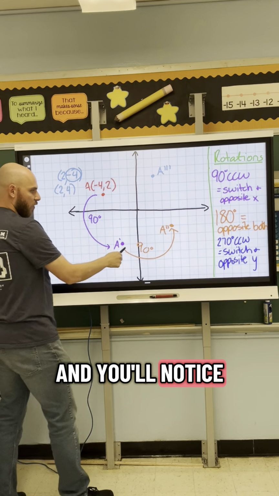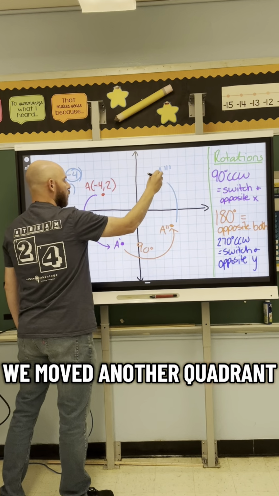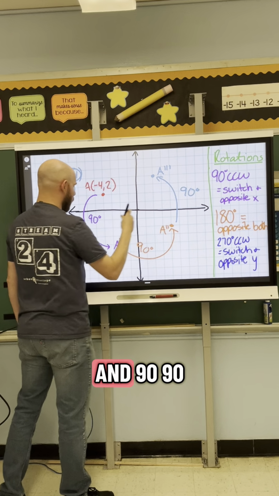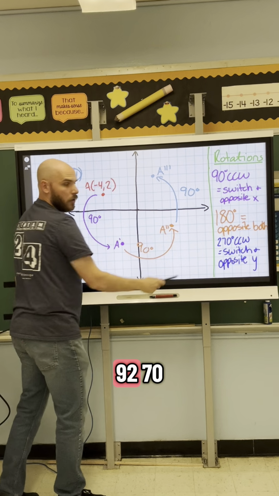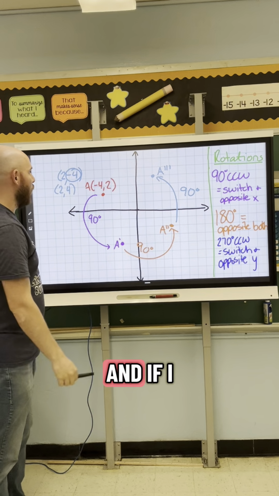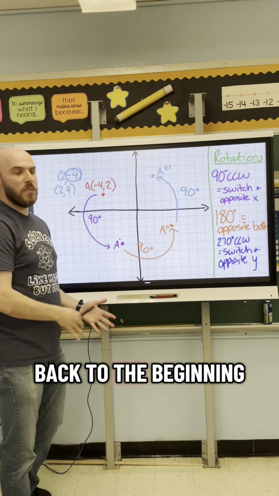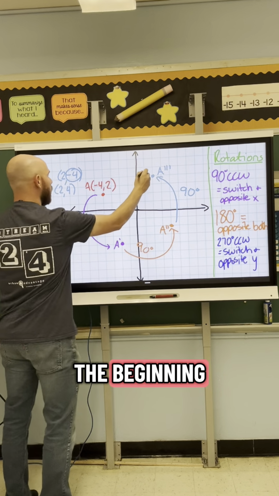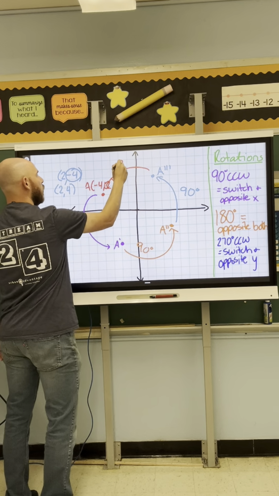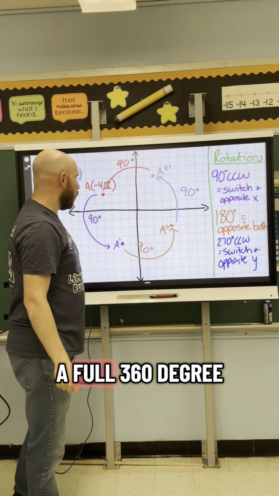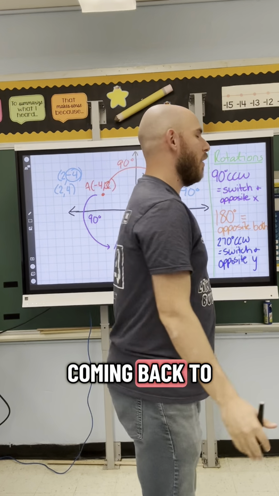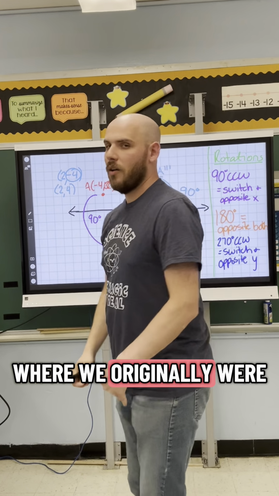Okay, and you'll notice we moved another quadrant. So that's another 90 degrees. Hence, 90, 90, 90, 270. And if I wanted to go all the way back to the beginning, that would be another 90 degrees, which we know a full 360 degree rotation is just coming back to where we originally were.